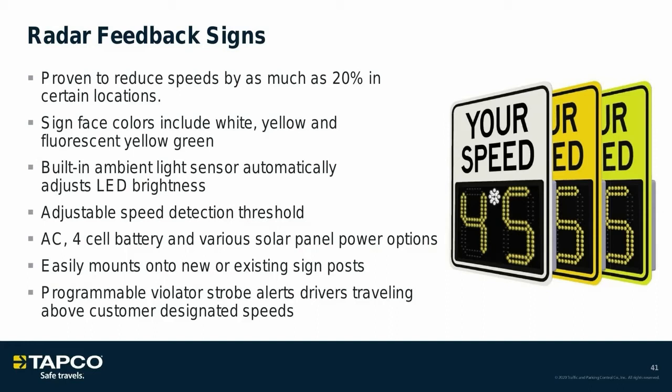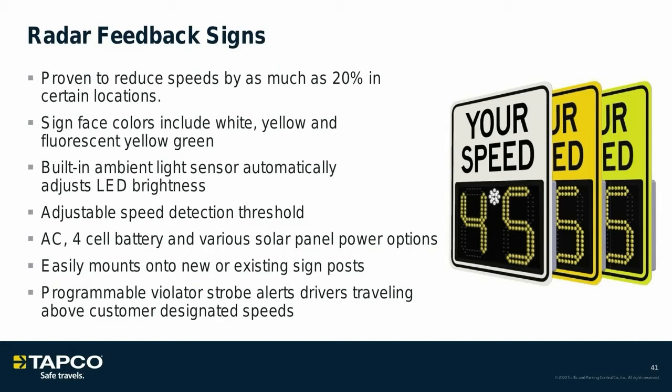And as you can see on the screen, there's a few things laid out for you. It does reduce the speed by 20% in certain locations. Again, low speed, high speed, doesn't really matter for us. We can provide a system that's going to allow you to at least have large enough digits and create an environment to slow those vehicles down.